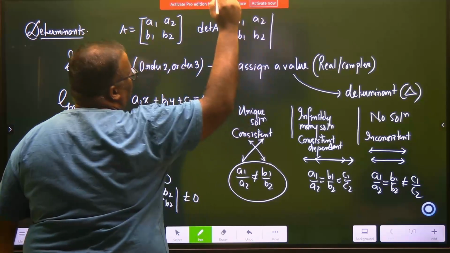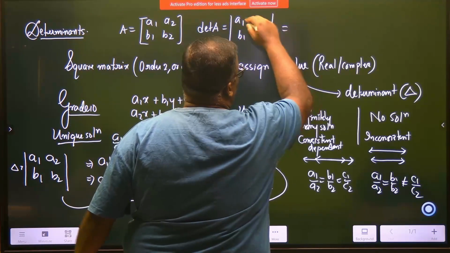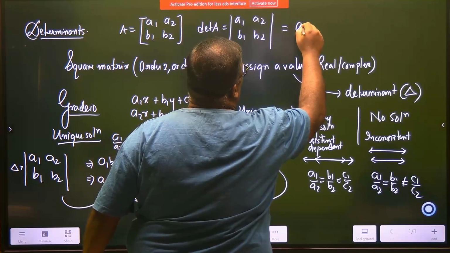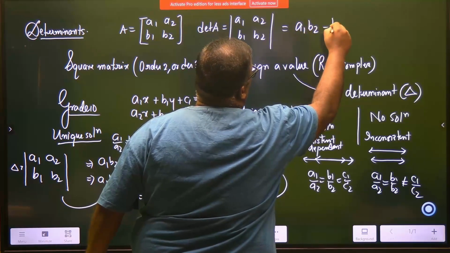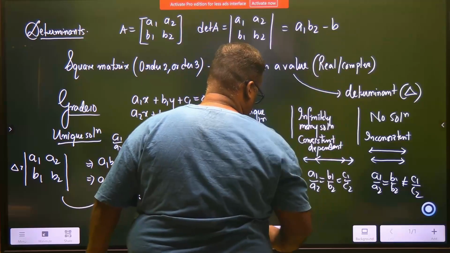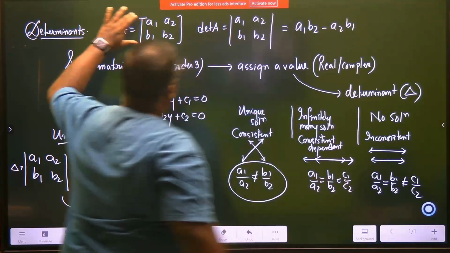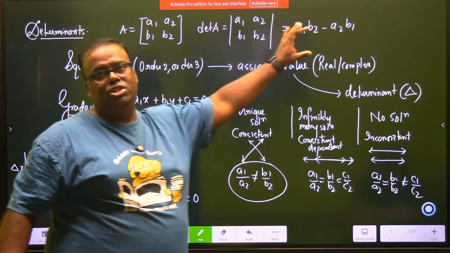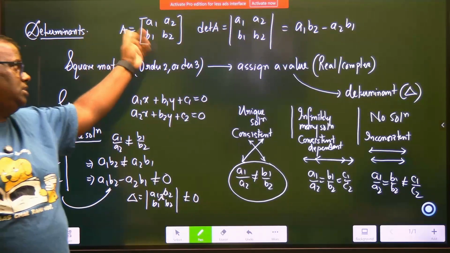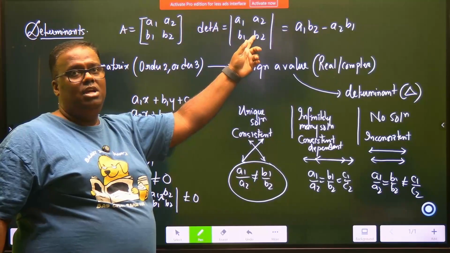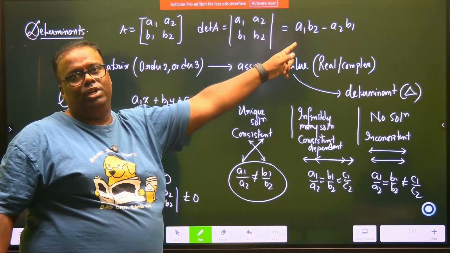Do you understand, Ananya? The determinant of A is the crisscross subtraction of product: A1 B2 minus A2 B1. This is what, in plain language, determinant means. Have a square matrix, you can assign a determinant, and then you can calculate a value out of it.